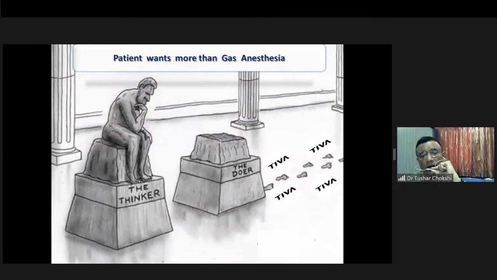So don't think about when you will start your TIVA or TCI TIVA practice, just start today onwards. My request is that at least in your practice, for at least 20% of patients, you start with TCI TIVA and TIVA.